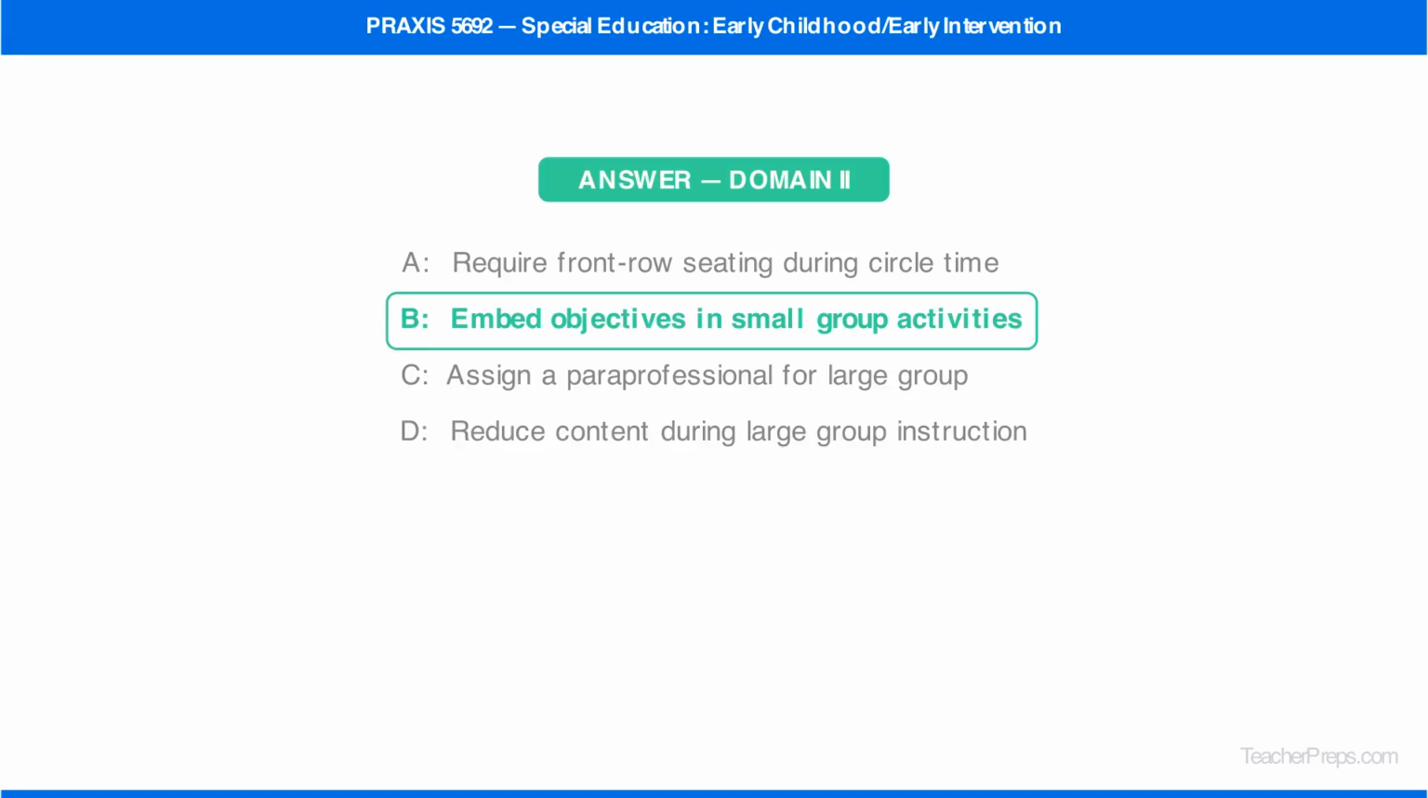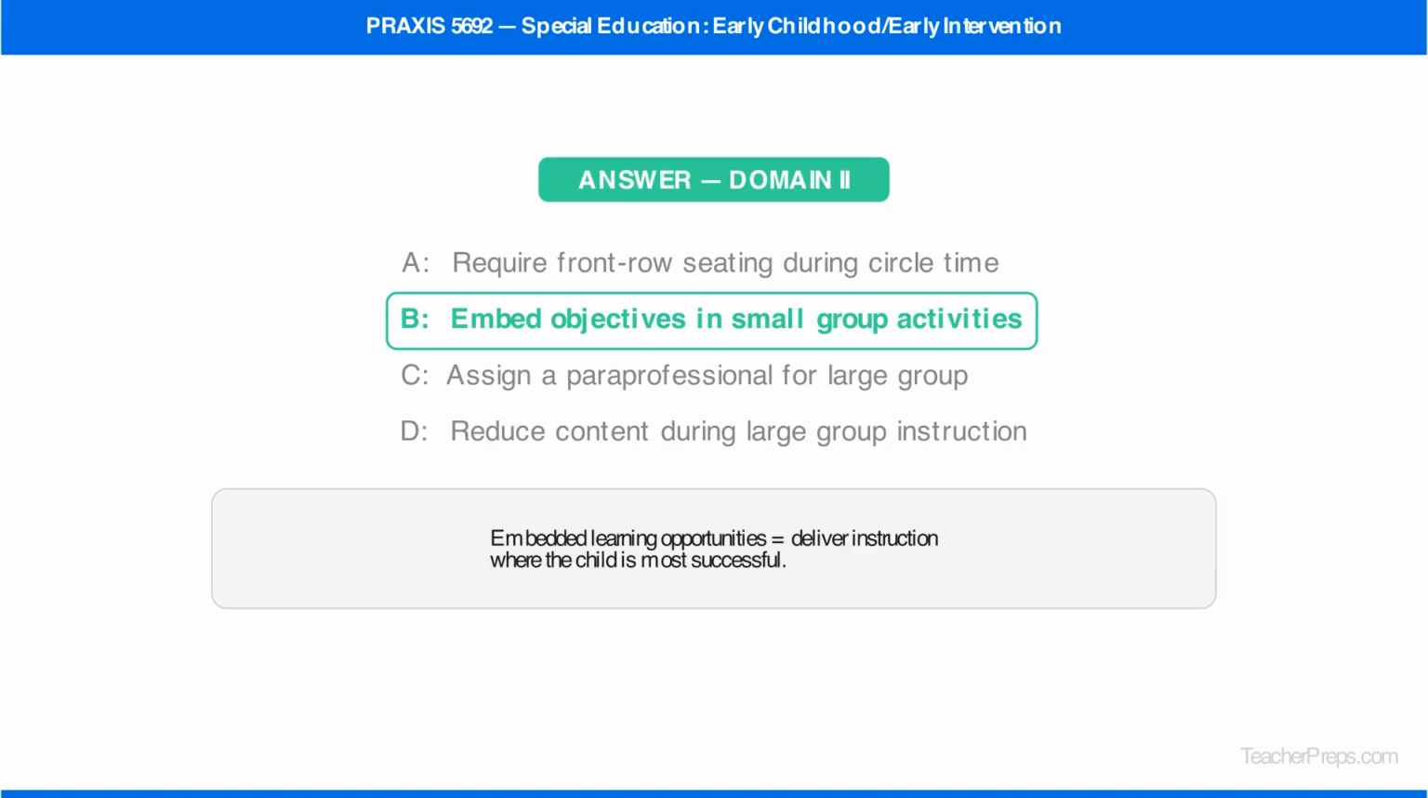The correct answer is B. Embedding targeted objectives into small group activities. This reflects embedded learning opportunities, delivering instruction where the child is most successful. The scenario tells you the child engages well in small groups, so that's where you meet the child. Options A and C support the child during large group, but don't address the instructional match.